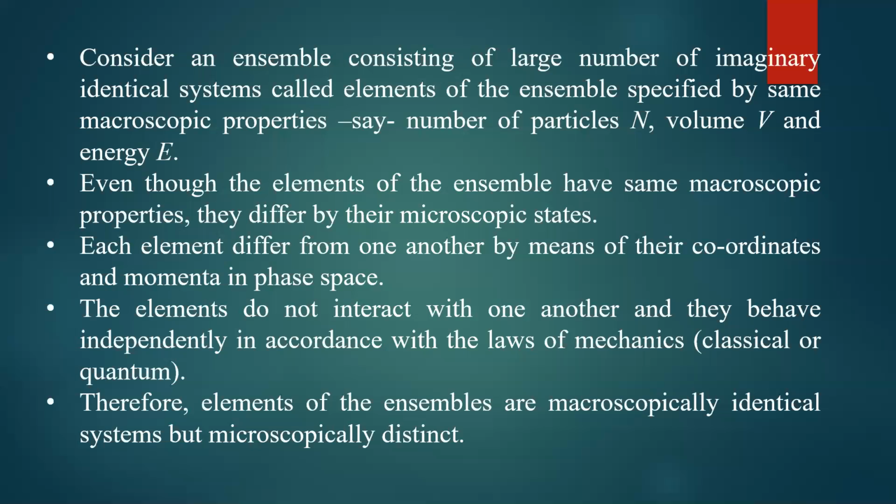Even though the elements of the ensemble have the same macroscopic properties, they differ by their microscopic states. Their states are different. Okay, let us take the building example only. Some rooms are on the ground floor, some rooms are on the first floor, then second floor, third floor. Remember, they are different states. Even though they are identical, they have the same macroscopic properties. Even though all are the same size, they are on different floors, and that is considered to be the microscopic state. That is, their states are different. A room on the first floor, second floor, that is, the state is different.